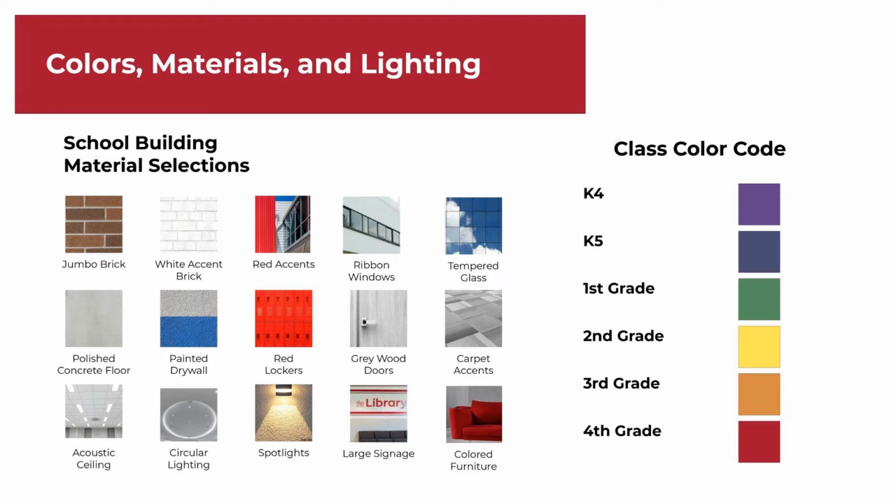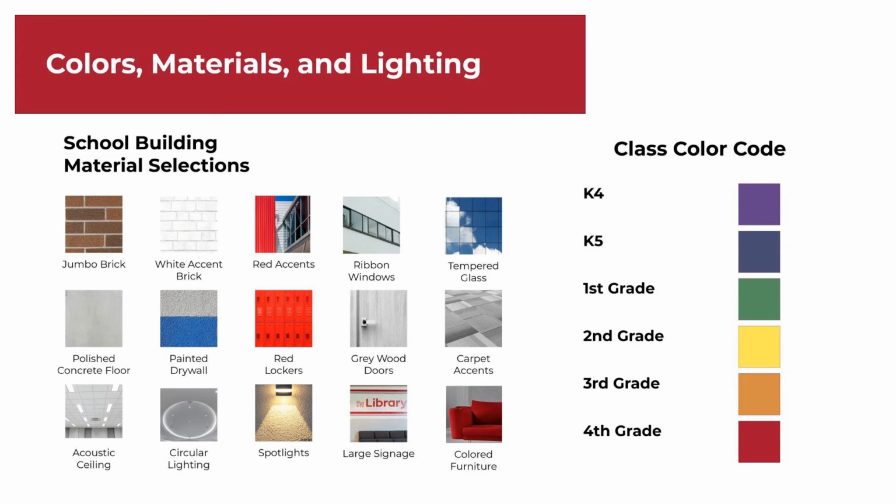This is for easy wayfinding so that the kids know where they need to belong according to which grade they're in, and also more investment and ownership in those individual grades based on those colors. So K4 will be purple, K5 blue, first grade green, second grade yellow, third grade orange, and fourth grade red, kind of progressing all the way up to this brand color for the school in this elementary school color coding process.